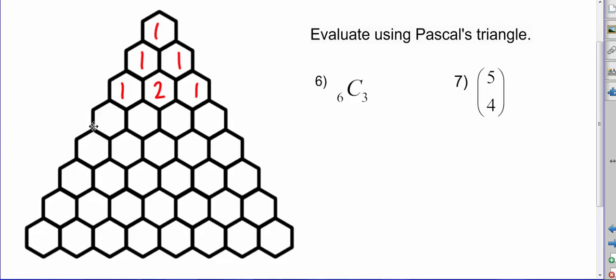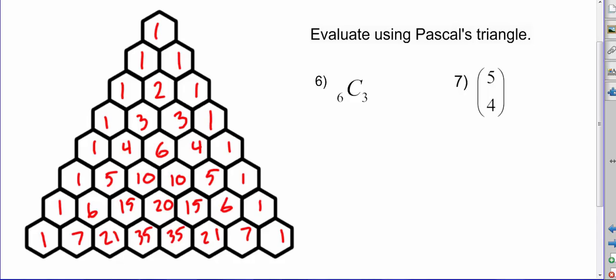So 1, 2, 1, and then 1, 3, 3, 1, and so. You can see the completed Pascal's triangle now, and really that's not the right way to say that. That's not completed because this triangle is infinitely tall. You could go as many rows as you would like. So this continues. The pattern continues infinitely.